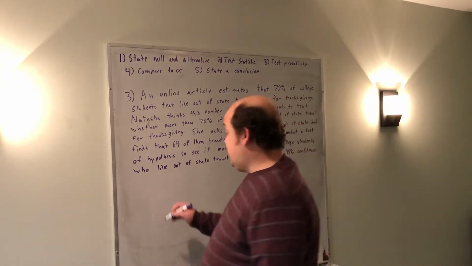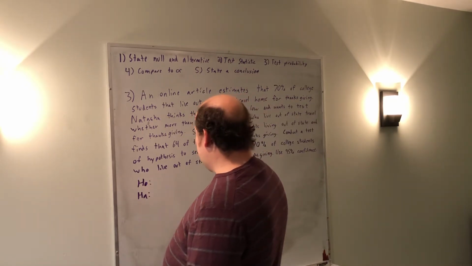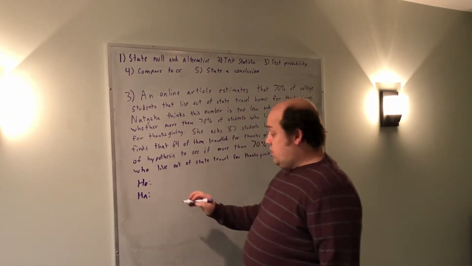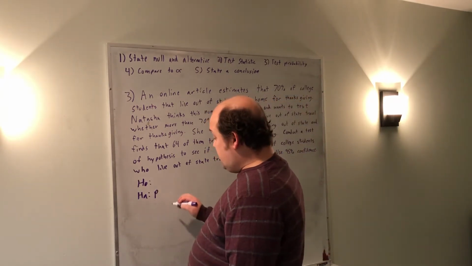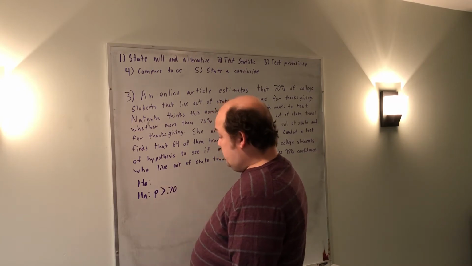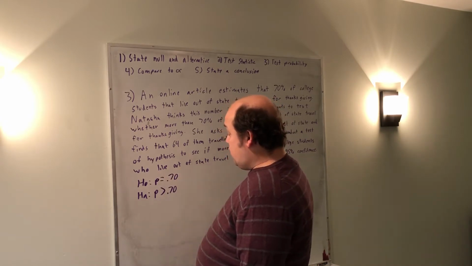First thing, as always, we need to set up a null alternative. Our alternative, what we want to prove, is that more than 70% travel. That means the p population value of the proportion would have to be greater than 0.70. That makes our null that the p is equal to 0.70.